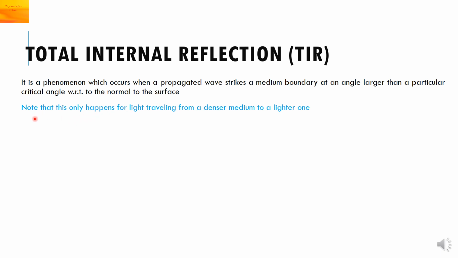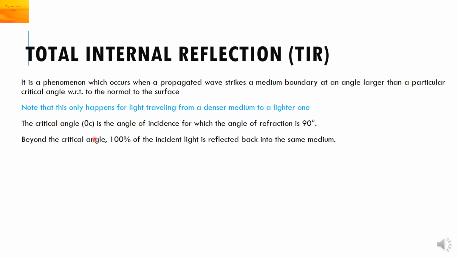We have to note here that this phenomenon TIR happens for light traveling from a denser medium to a lighter one. One condition is that the light should travel from the denser to the rarer medium, and another condition is that the angle of incidence should be equal to or greater than the critical angle. Then TIR will occur. Beyond the critical angle, 100% of the incident light is reflected back into the same medium.